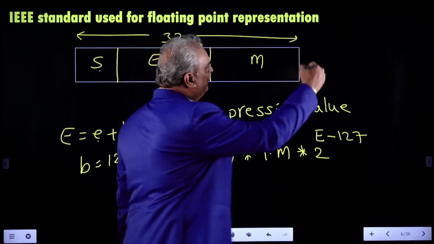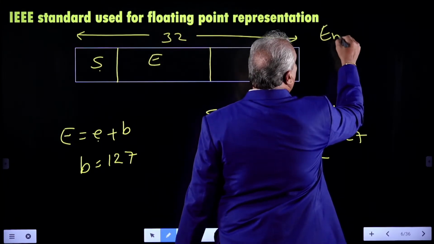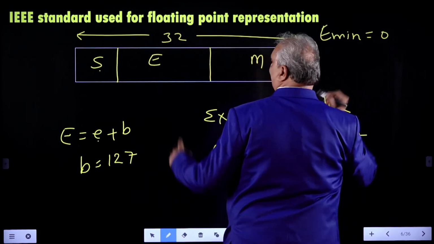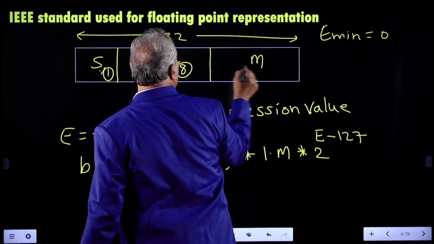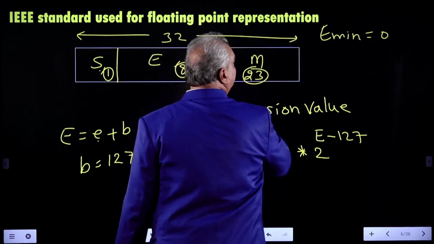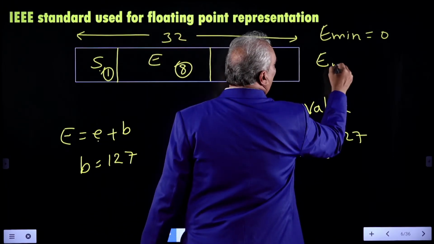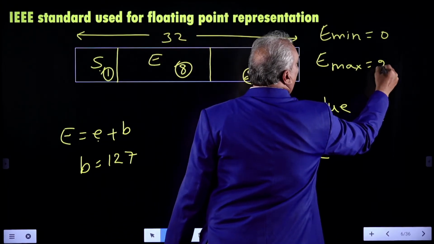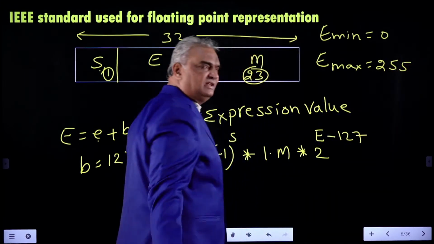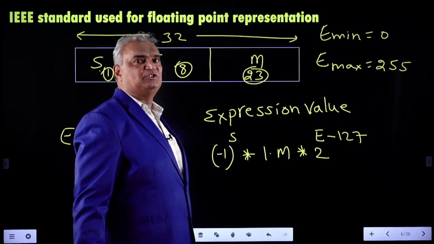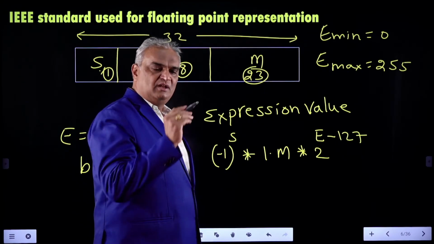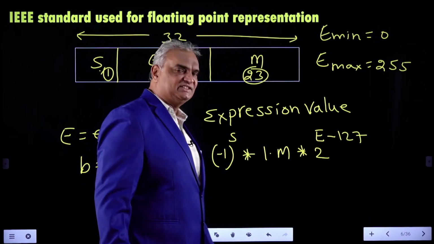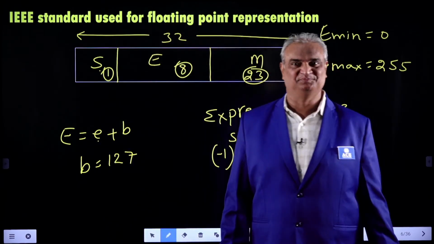In this, what is capital E minimum? Capital E minimum is equal to 0, because the size is 8 bits, the sign bit size is 1 and the mantissa size is 23 bits. What about capital E maximum value? 255. In this, E minimum and E maximum values are reserved for special values. Those are nothing but plus or minus 0, plus or minus infinity, and not a number.